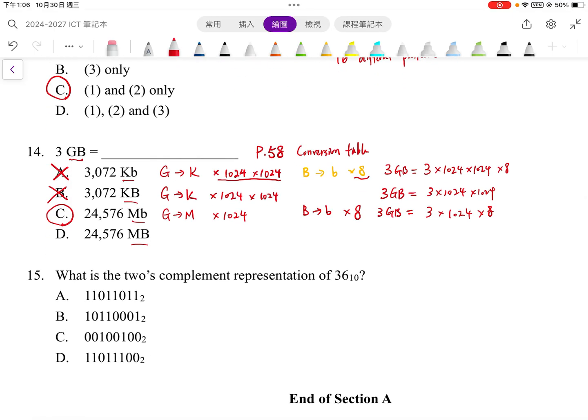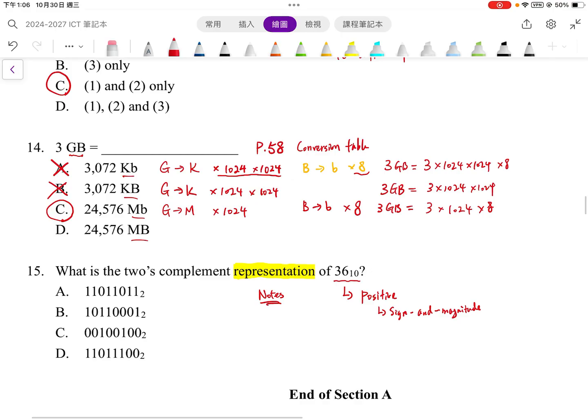Last but not least, we have the question about the 2's complement representation. Here you should refer to the notes, and pay attention, we are finding the 2's complement representation. Here we have the number 36. We have to think about it being a positive number. Since it is a positive number, we can just do the sign and magnitude for 36, and that representation is exactly the 2's complement representation.